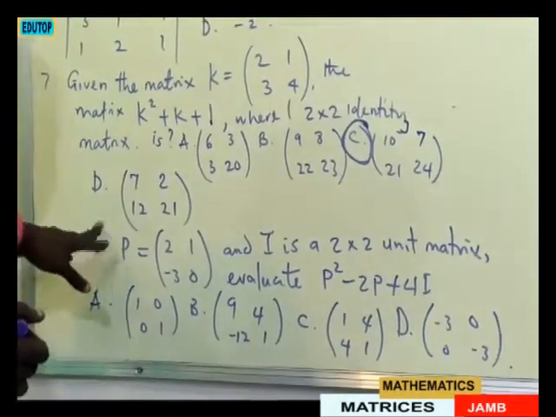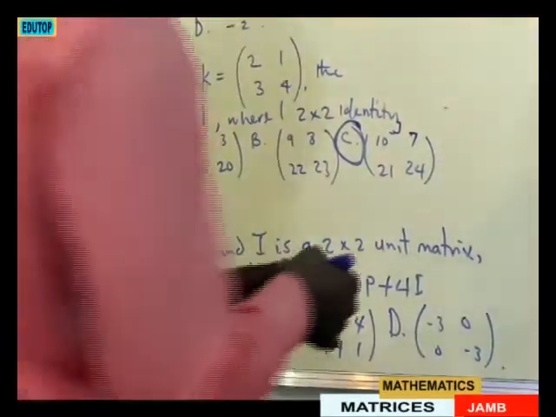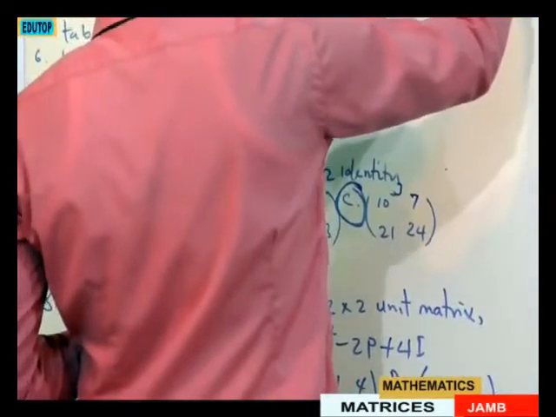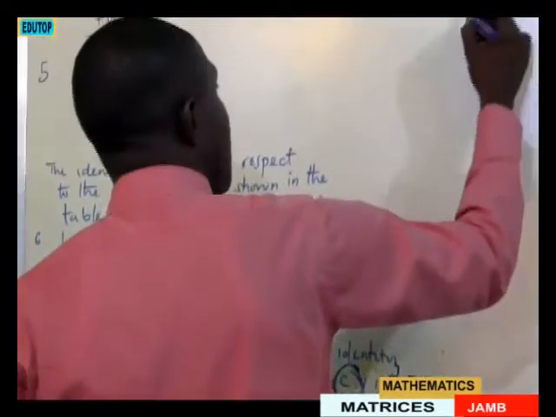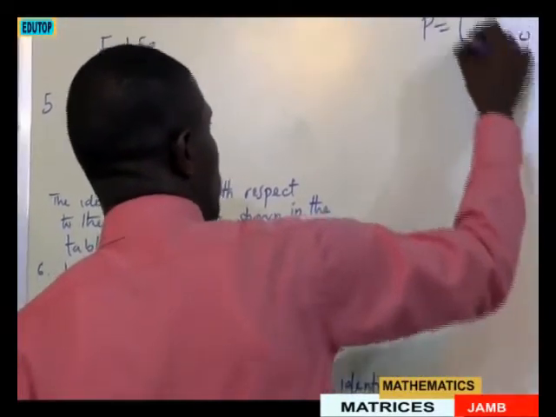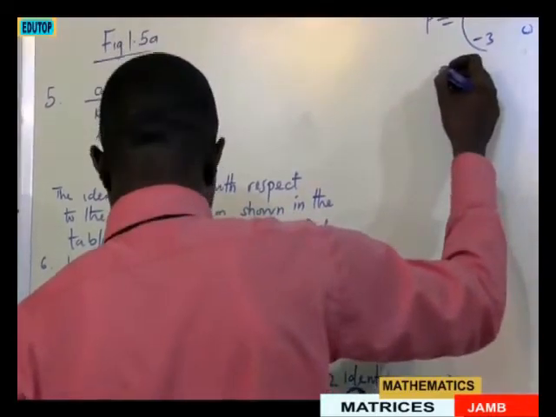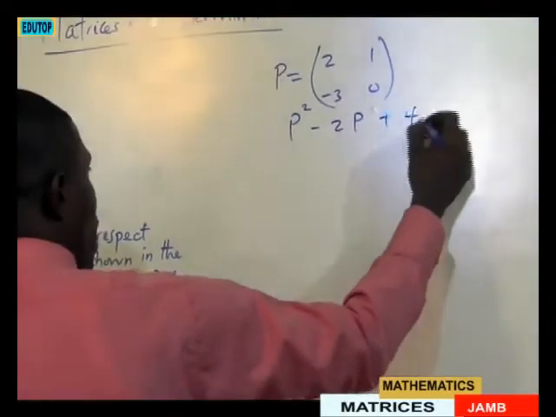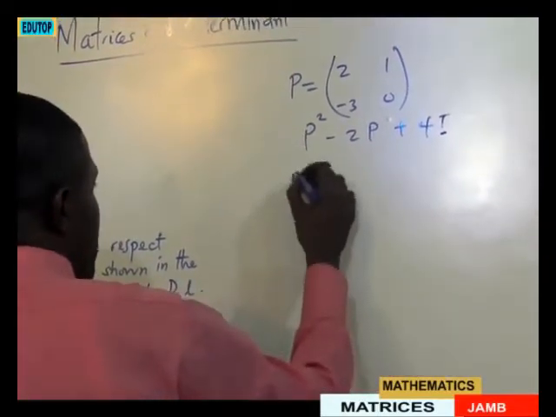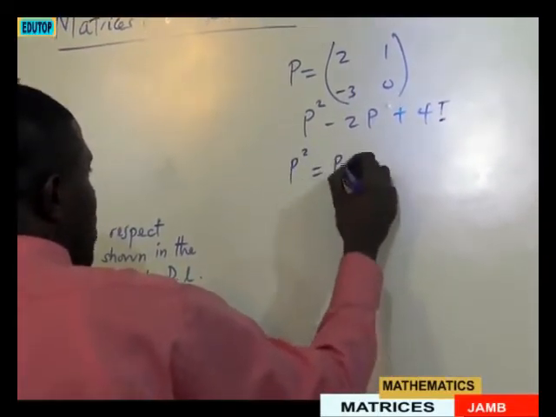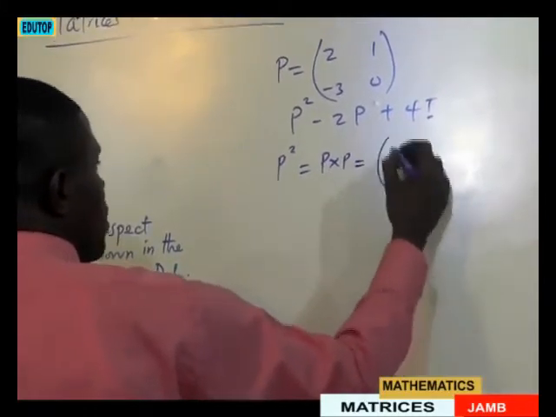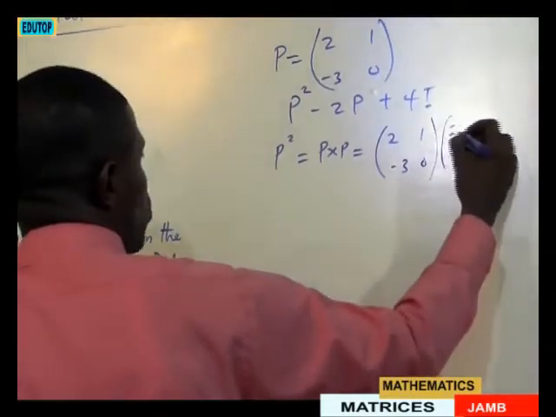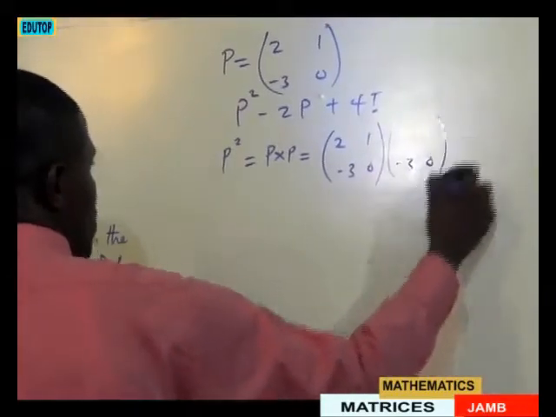Question 8 is similar to question 7, so it's still the same trend. We have our P to be equal to 2, 1, minus 3, 0. So I'm going to resolve P squared minus 2P plus 4I. Let's solve them one by one. P squared. P squared is P times P. And what is P? P is 2, 1, minus 3, 0, multiplied by another 2, 1, minus 3, 0.